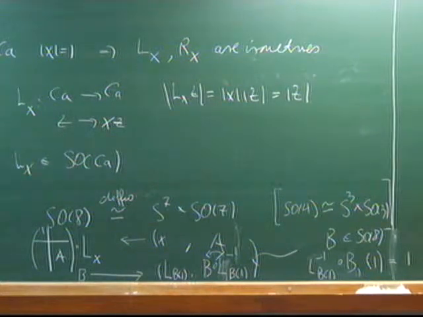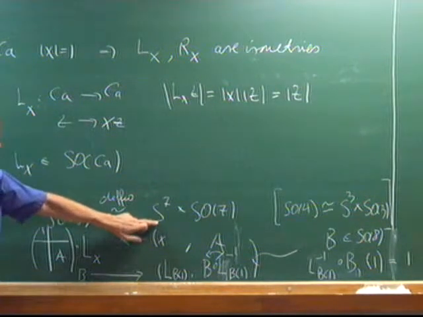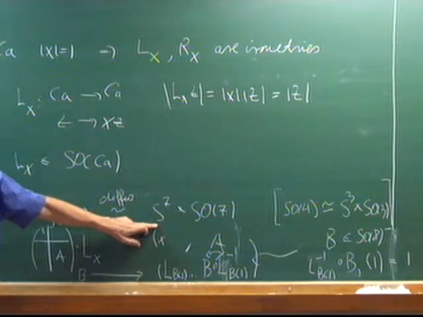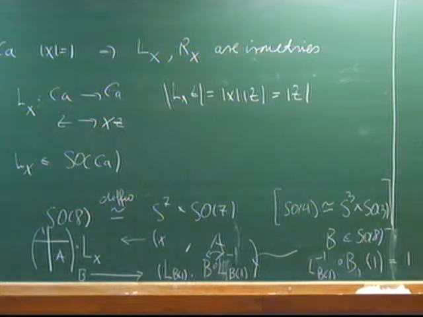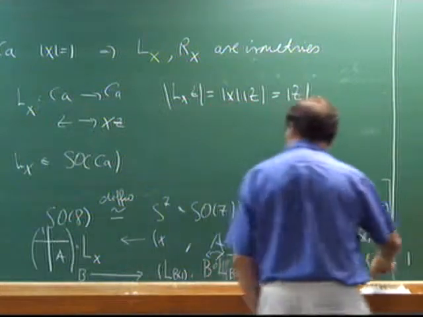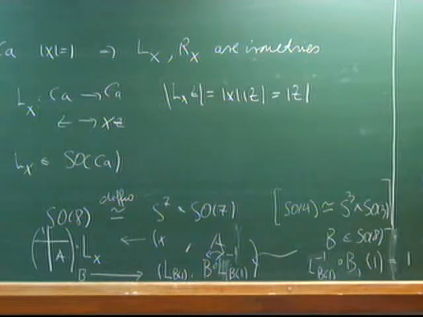Of course, again, they aren't isomorphic as Lie groups, right? This is not even a Lie group here. Unit Cayley numbers aren't associative. So just as a manifold, right? It's nothing to do with the Lie group structure. Okay.